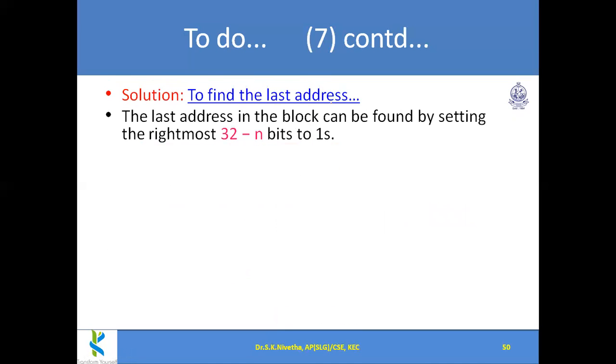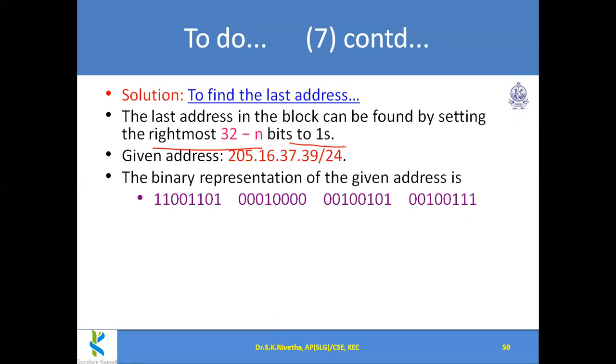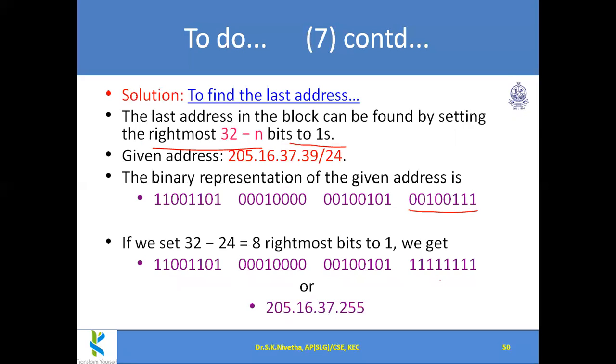Now to find the last address, the rightmost 32 minus n bits are to be set to 1. So given the address, convert it into binary. The last 8 bits, I should make them 1. That is the final value, the highest value I can represent. So when I do like this, the value becomes 255.